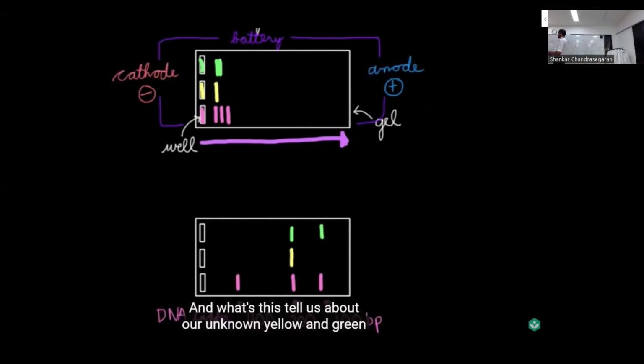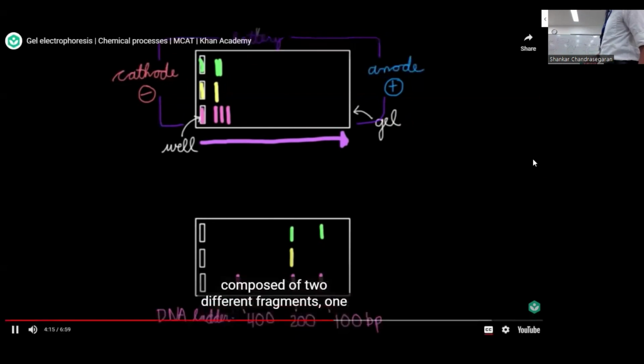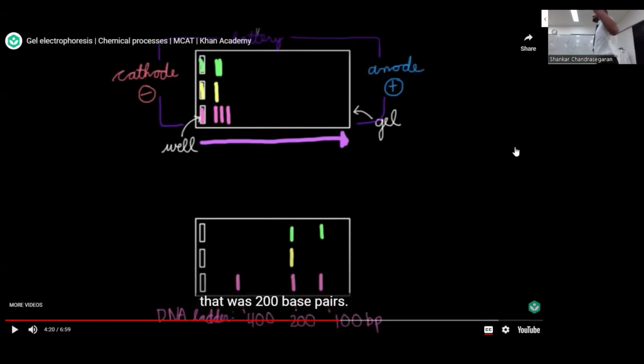And what does this tell us about our unknown yellow and green samples? This shows us that the yellow sample has a band that's 200 base pairs long, and the green sample was actually composed of two different fragments, one that was 100 base pairs and another that was 200 base pairs. So that's how you would use gel electrophoresis, right? You're basically interpreting the size of the fragments that were generated and then comparing them against the ladder.